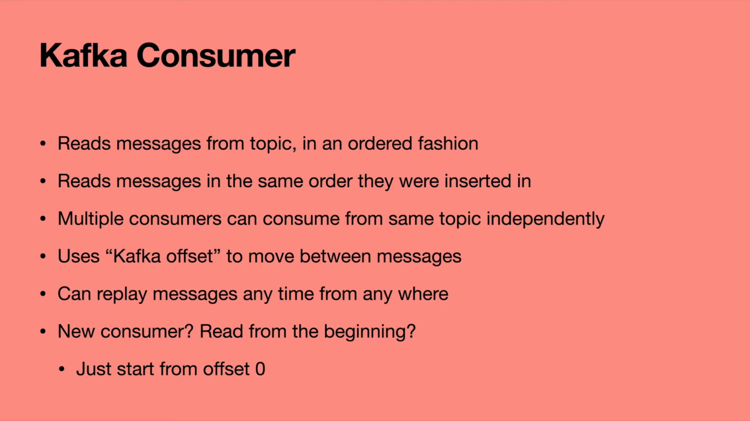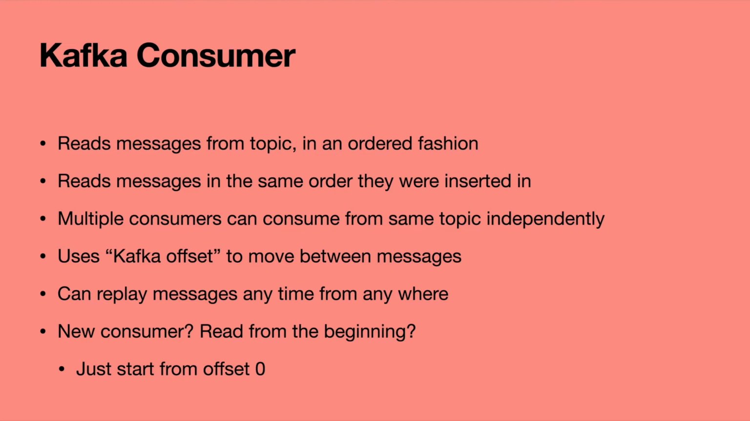Consumers can replay messages at any time from anywhere. So let's say you only want to read the last 5 orders, so you can just skip the first 5 using the offset. So you can do like 0 plus 5 if you have 10 orders, and then just read 5, 6, 7, 8, 9, and 10. So you can use offset to easily move between messages and read from wherever you want to.